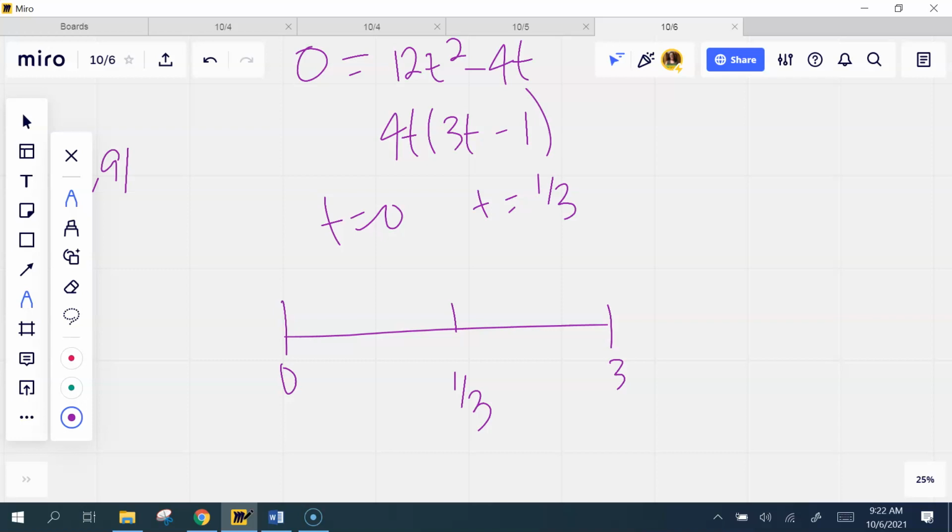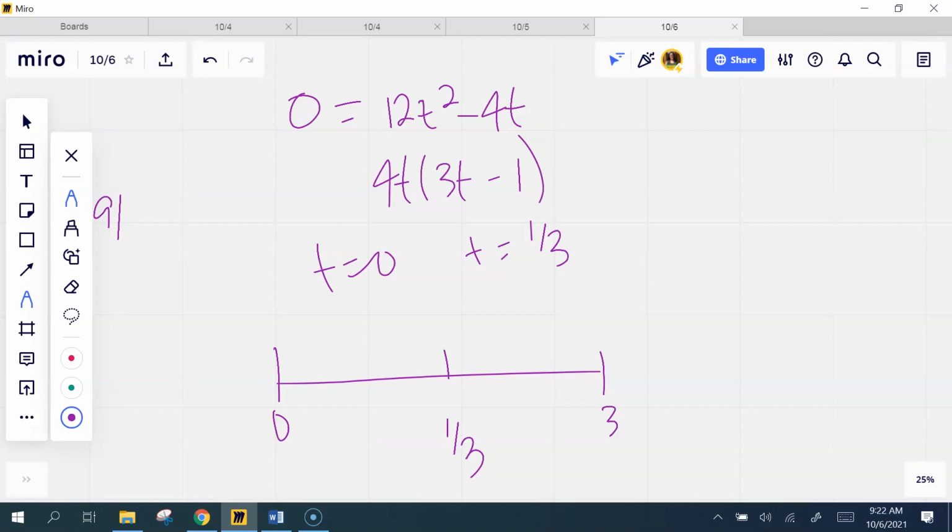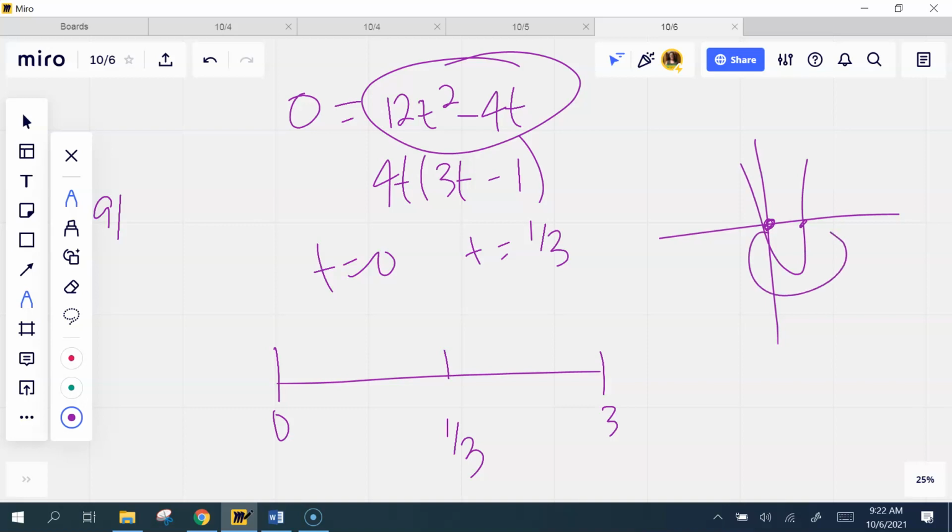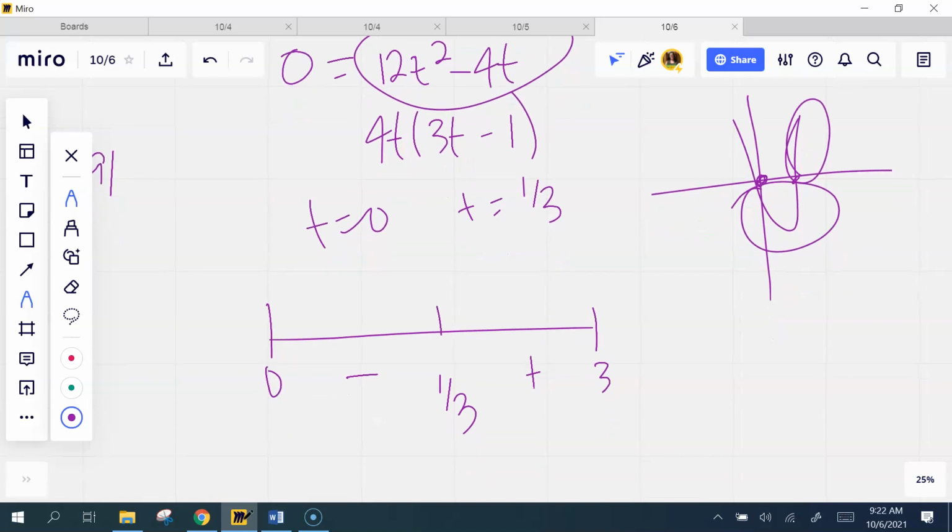Since this was a calculator problem, I graphed this, but you could have thought about it: a quadratic that opens up with zeros of 0 and 1/3. This part's going to be negative, and I'm not going over here because I don't need when t is negative. So negative, positive. This was enough justification. Therefore, the particle changes direction at time 1/3 seconds because the velocity changes sign there.